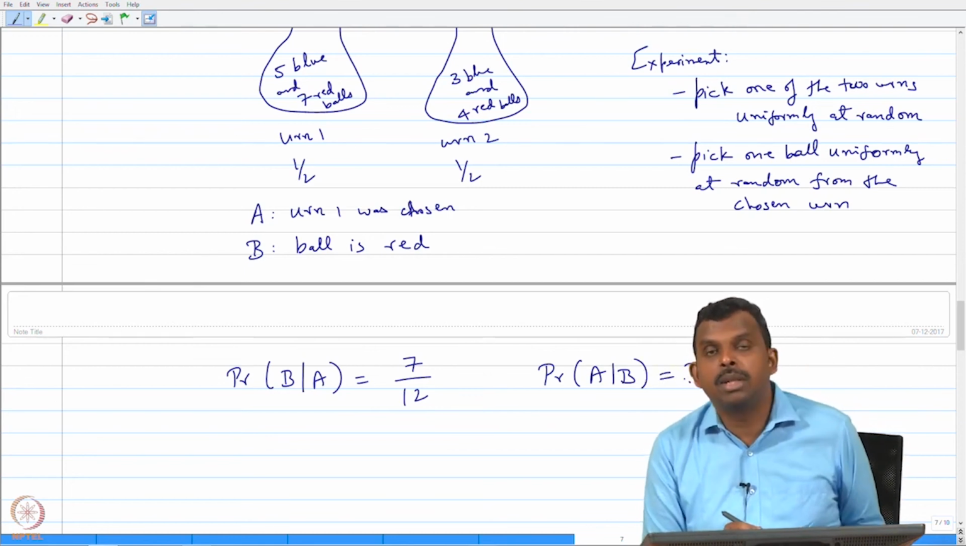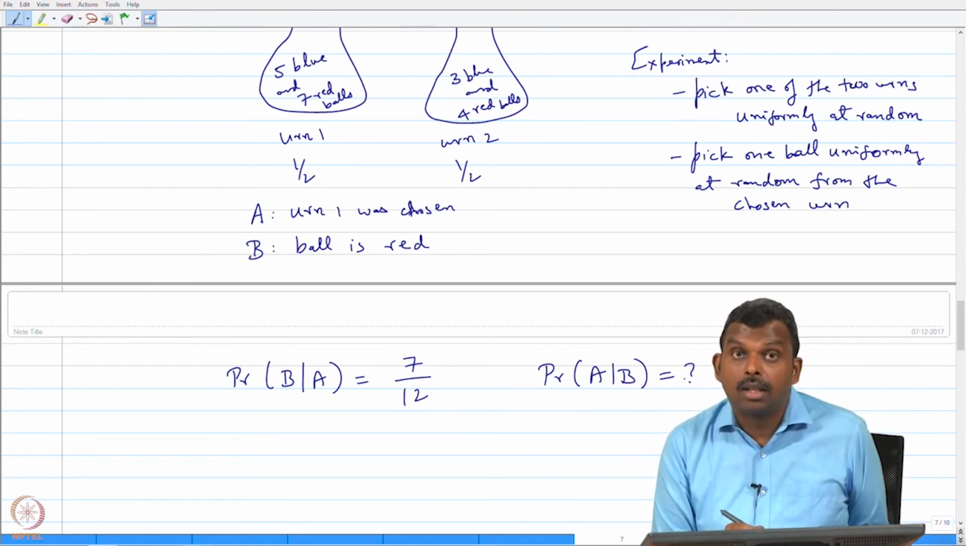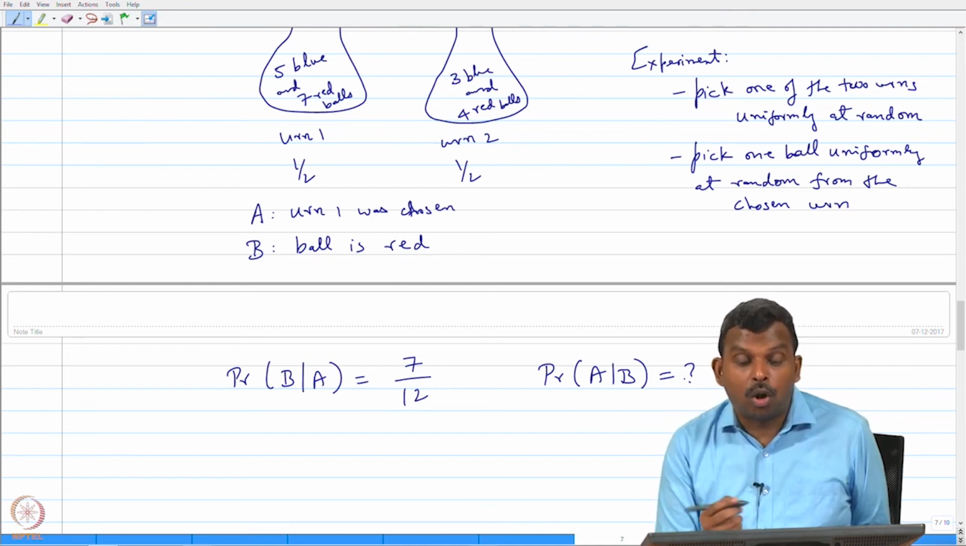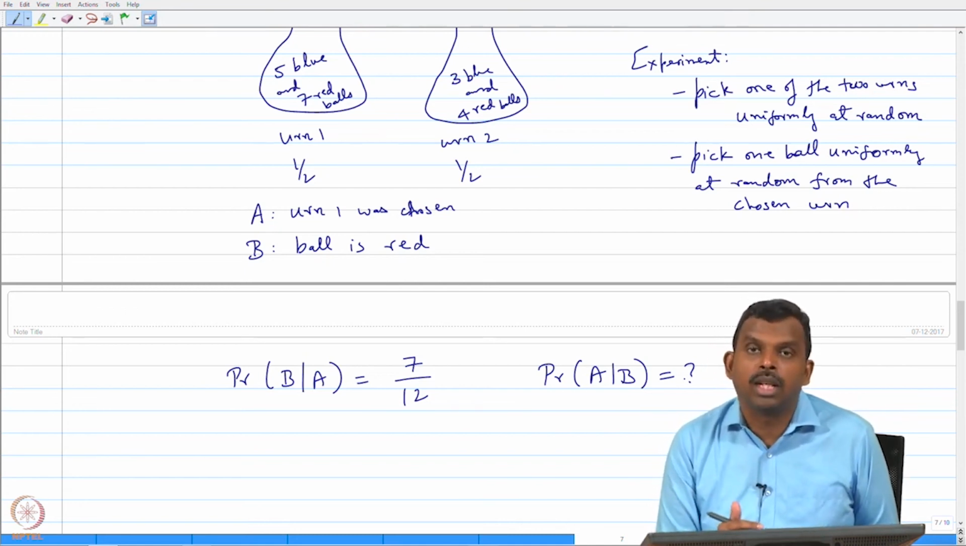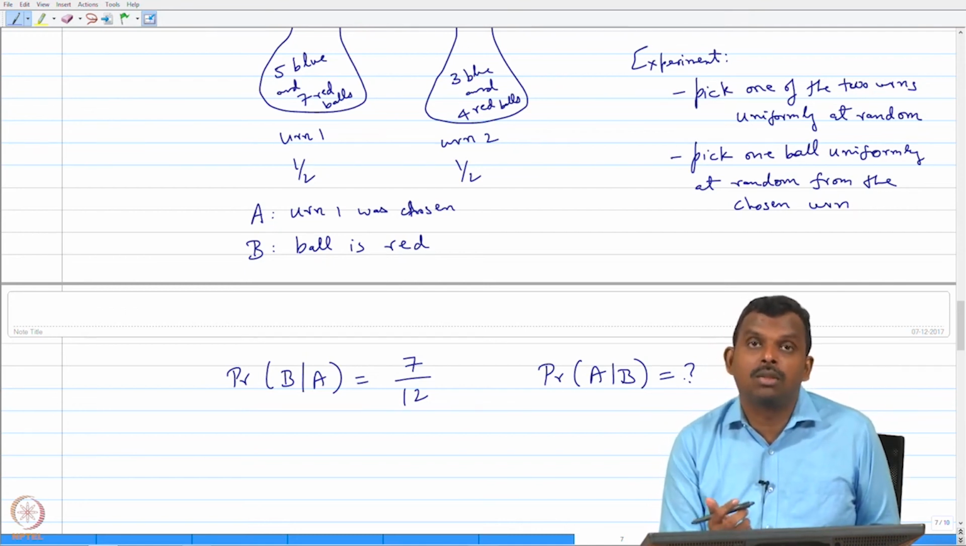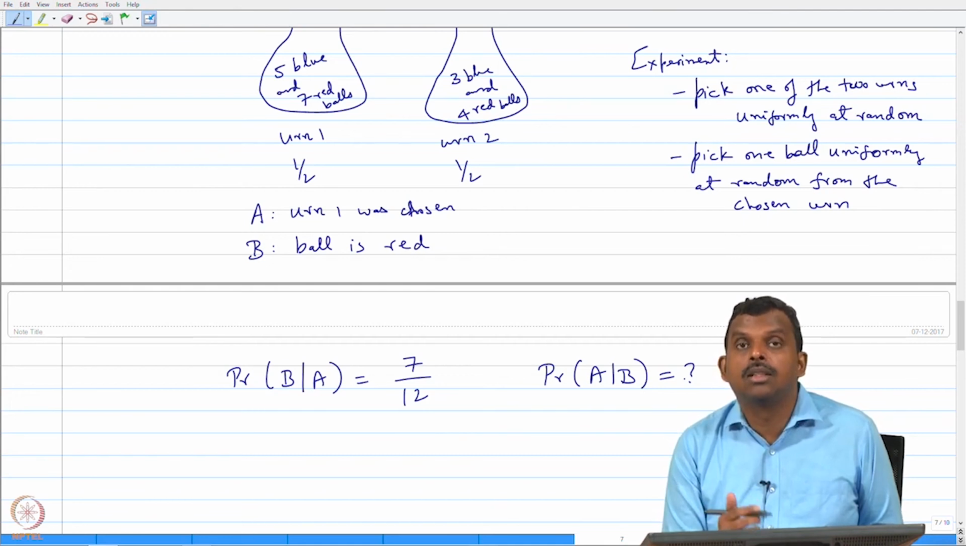What is A given B now? I am given that the ball came out to be red. But I do not tell you whether I took it from urn 1 or urn 2. The ball came out to be red, and you have to find the probability that urn 1 was actually chosen. What is the chance that urn 1 was chosen given that the ball came out to be red?